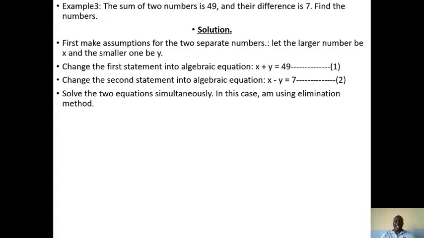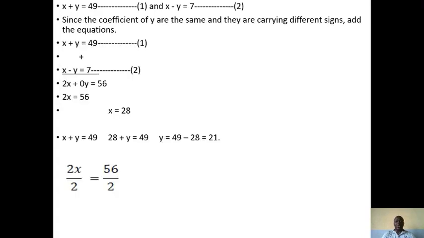If you look at the coefficient of x in equation 1 and 2, they are all 1, 1. If you look at the coefficient of y in equation 1 and 2, they are also 1, 1. But which one am I going to use? Elimination means you have to cancel one of the variables so that you can obtain the other variable before you substitute. So now I want to eliminate y so that I can get x. Since the coefficients of y in the two equations carry different signs, one positive and the other negative, for me to have 0, I need to add the two equations.